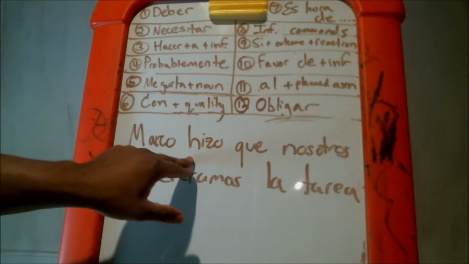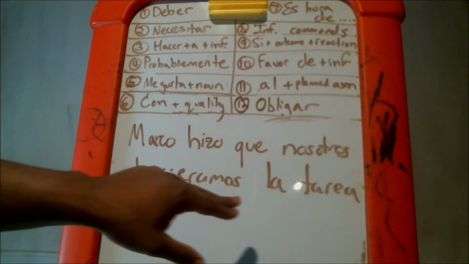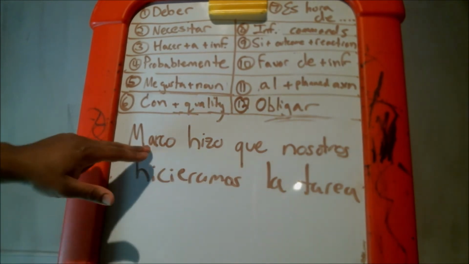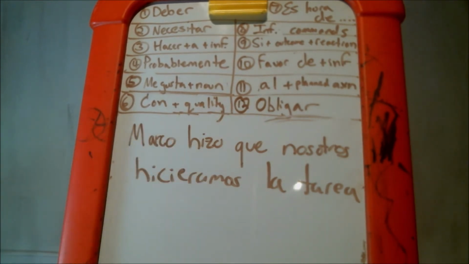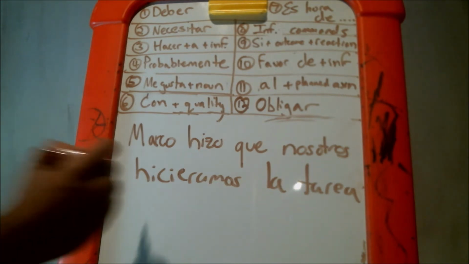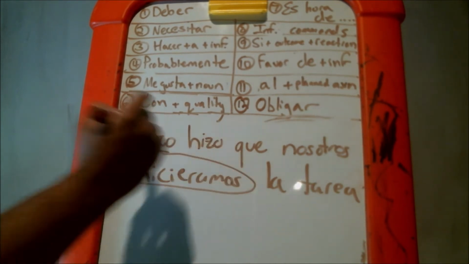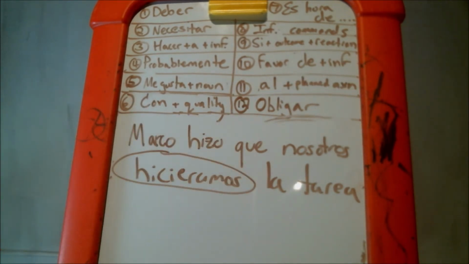Marcus made that we did the homework. Or in other words, Marcus made us do our homework. This is another example of when you're expressing influence, when somebody is making somebody do something. The action that I was made to do is going to be in the subjunctive because it wasn't my will to do it. I was made to do it. It was somebody else's will imposed upon me. That's why it's in the subjunctive.